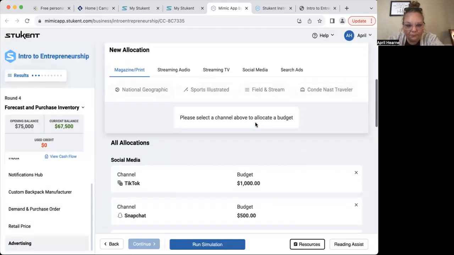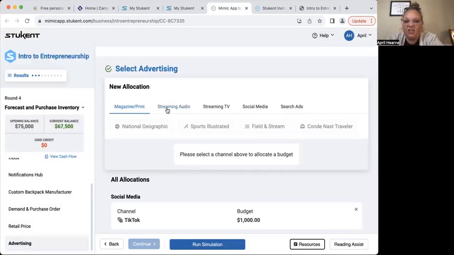All right. So it's going to ask you to decide where your ad spend is going first by channel. So it's going to say magazine, streaming, TV, social media, search. And then in that, it's going to show you the list, like on social media, right? It won't let me switch because I've already done mine. Okay. Magazine and print. Here are the magazine and prints that you can select if you want to.